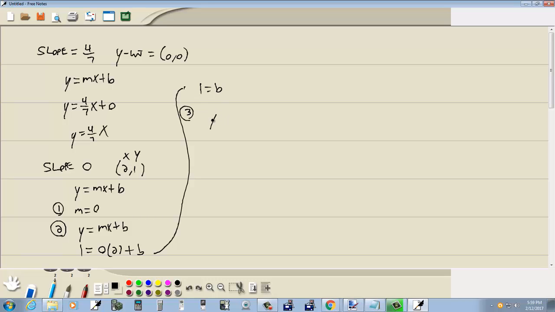Now step 3 is to write down our answer. Y is equal to mx plus b. M is 0, b is 1, so we've got y is equal to 1.